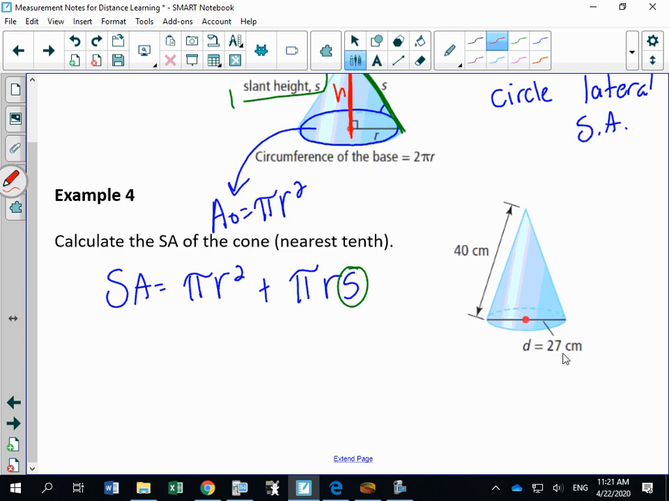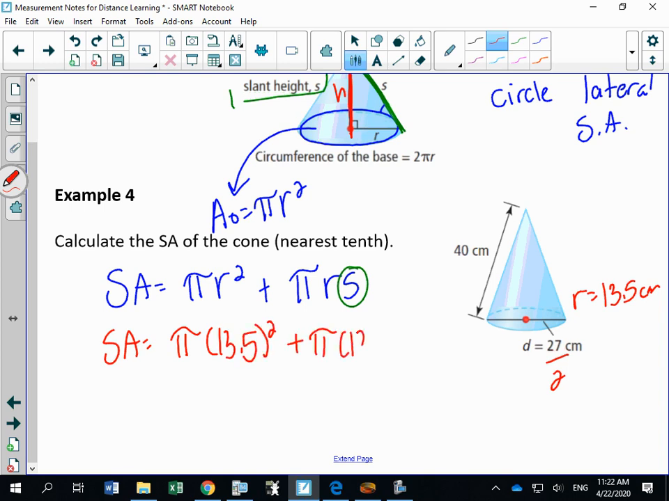Pi r squared. They give me the diameter. I need to calculate the radius. So take that diameter and divide it in 2. And the radius of this cone would be 13.5 centimeters. So the surface area of this cone is pi times 13.5 squared plus pi times 13.5, and the slant height is 40.